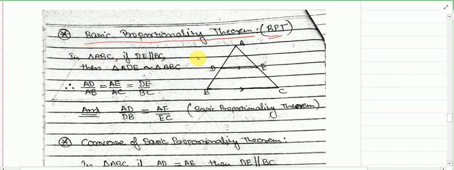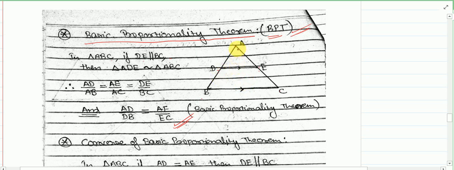So here you have to write down in your copy, you have to give this heading basic proportionality theorem, in short BPT, but in examination you will not write BPT, okay. You have to write basic proportionality theorem only. So in triangle ABC, if DE is parallel to BC, then AD upon DB will be equal to AE upon EC, okay. So this is the basic proportionality theorem.